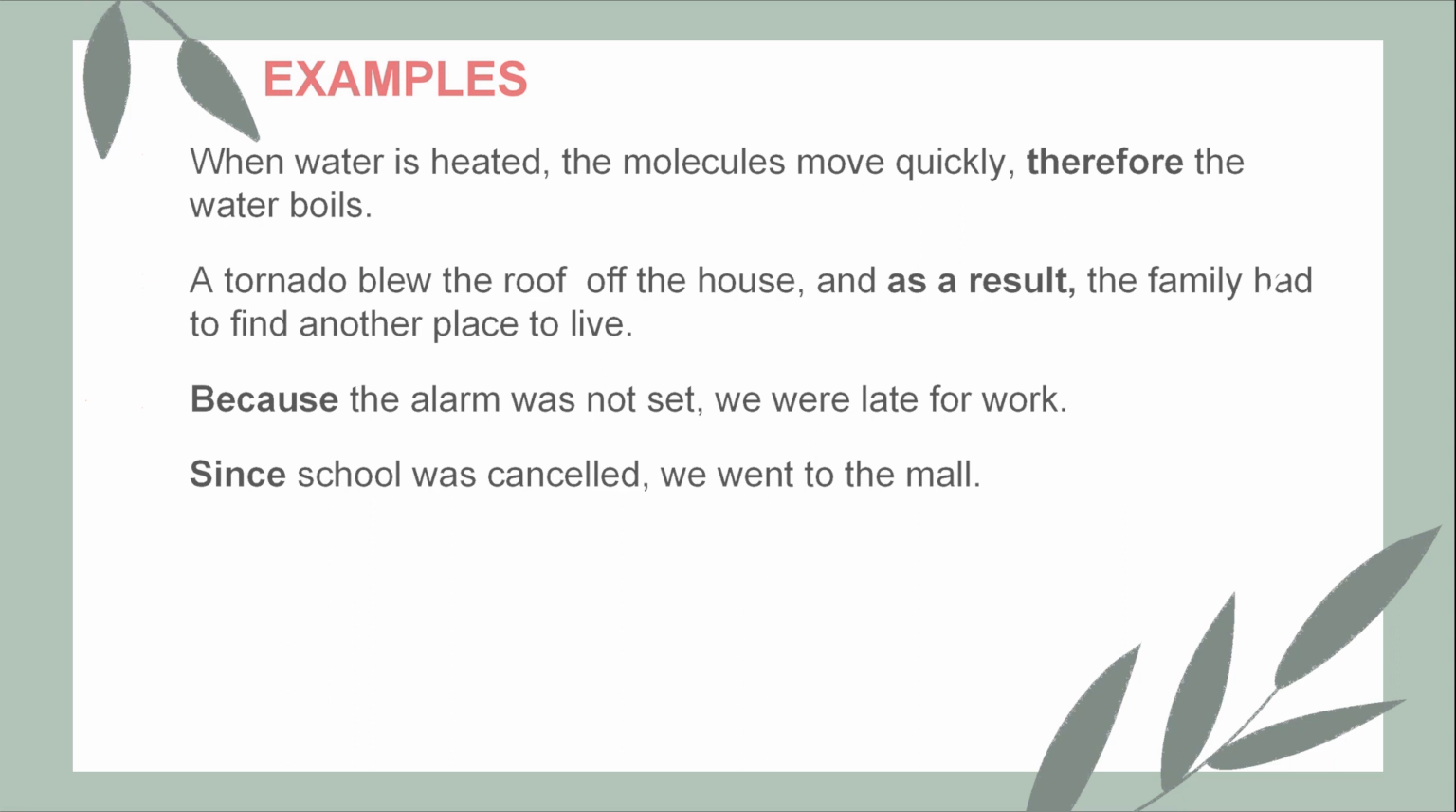Then for the next example: since school was cancelled, we went to the mall. Since here, we can translate it into because. So the cause is school was cancelled, and the effect is we went to the mall. Since is also put at the beginning of the sentence. So because and since here are the conjunctions of the sentence.